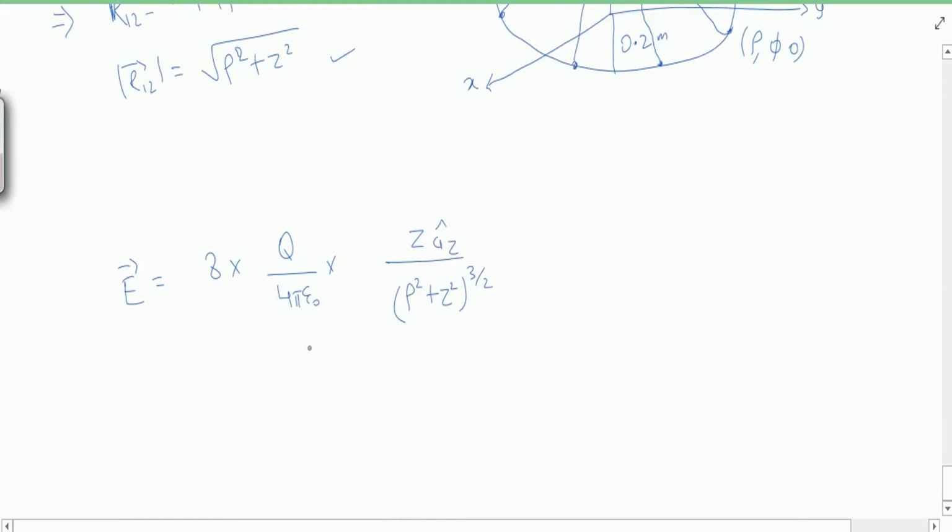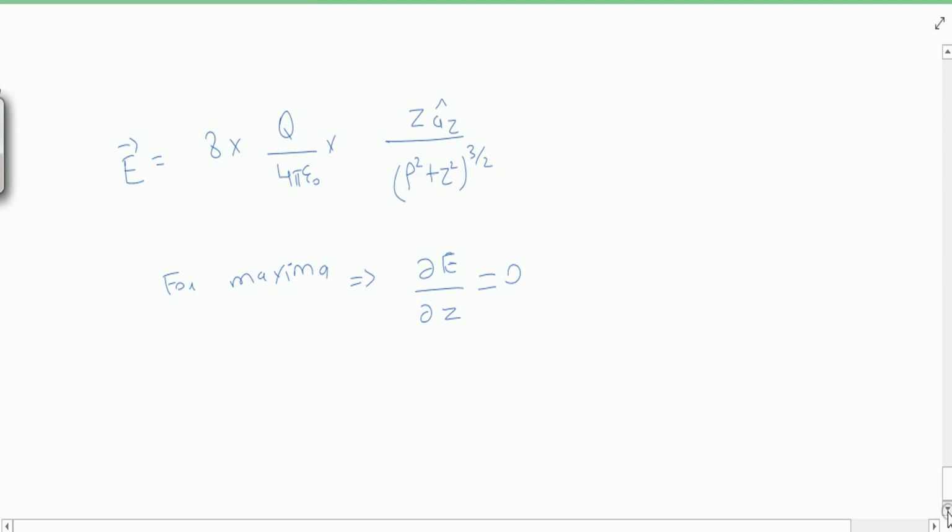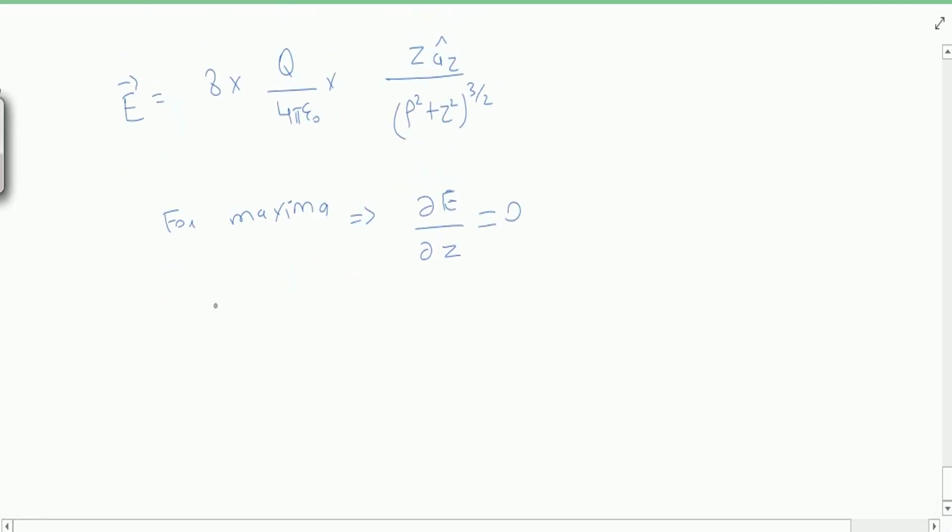Now we have to find the maximum value of the electric field at a certain point. So for maxima, you have to use the principles of maths. So you have to do del E by del Z, because at the point Z we are calculating the electric field which is maximum. So del E by del Z has to be equated to 0. So let us differentiate this expression with respect to Z.